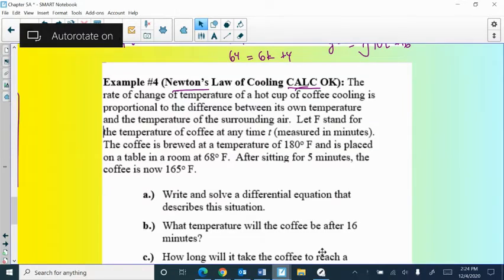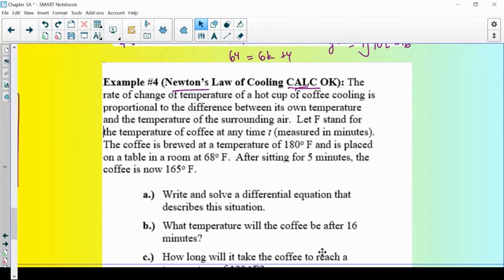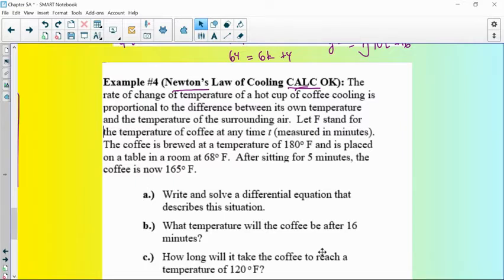Okay, so I just wanted to do this last example on the next video, and it refers to Newton's law of cooling. You will need a calculator for this. Reading through this, it says the rate of change in temperature of a hot cup of coffee is proportional to the difference between its own temperature and the temperature of the surrounding air.